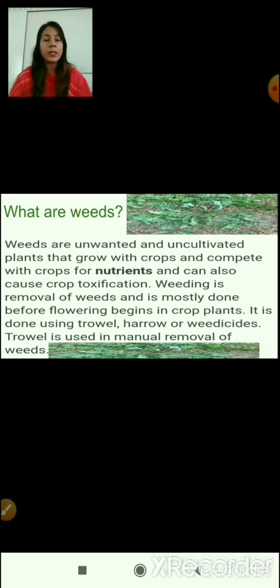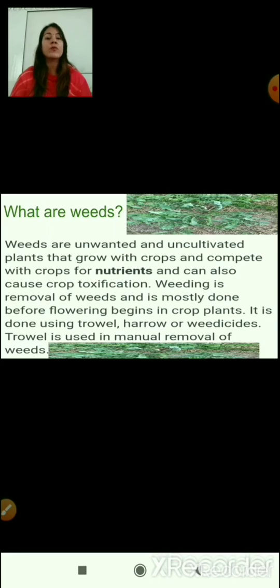When a crop plant is growing, along with this, if a weed is growing, the weed plant absorbs all the nutrients very fast from the soil, and as a result of this, the crop plant does not get a sufficient amount of nutrients from the soil. In the same way, the weed plant also competes with the crop plant for sunlight and space. So ultimately, when a weed is growing along with the crop plant, the growth of the crop plant is affected.